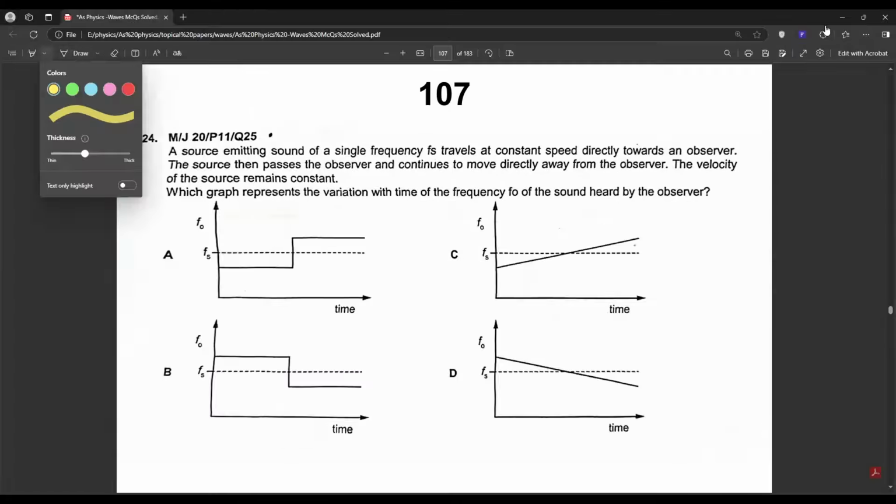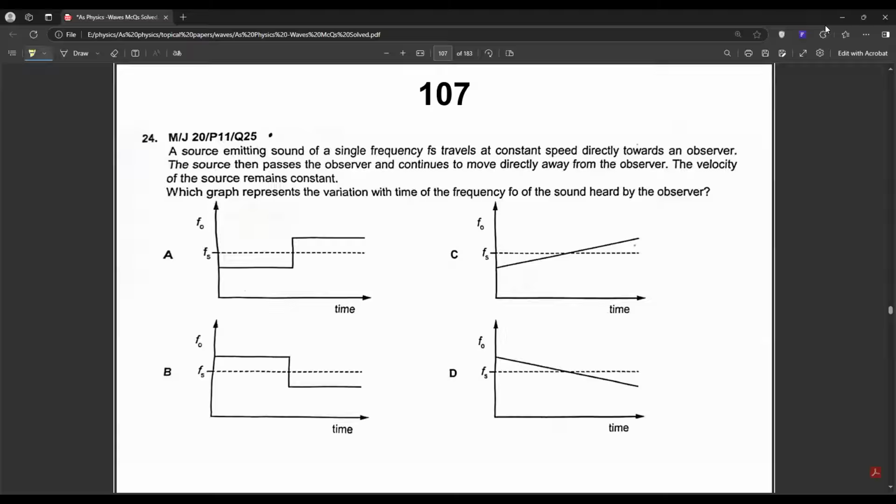Okay, let's see this question. A source emitting sound of single frequency Fs travels at a constant speed Vs directly towards an observer. The source then passes the observer and continues to move directly away from the observer. The velocity of the source remains constant. This is really important, the most important line in this question. Which graph represents the variation with time t of the frequency observed of the sound heard by the observer?